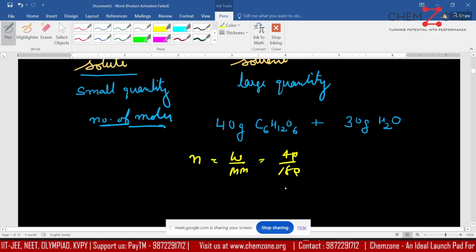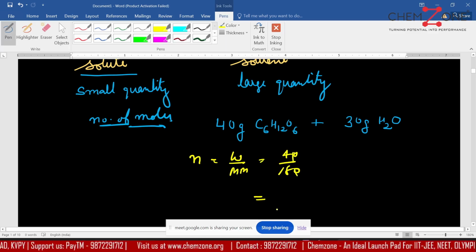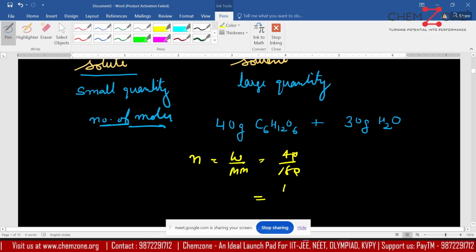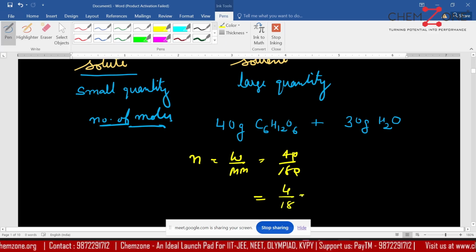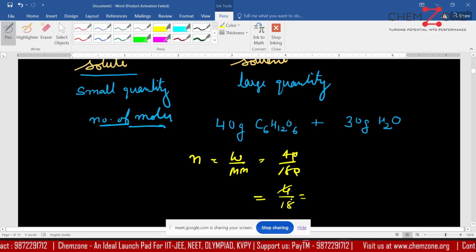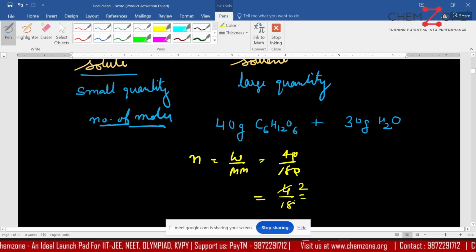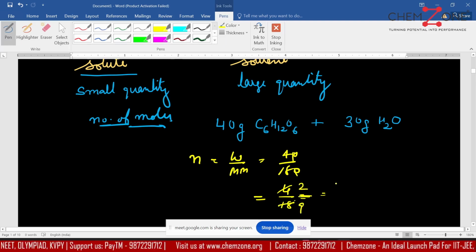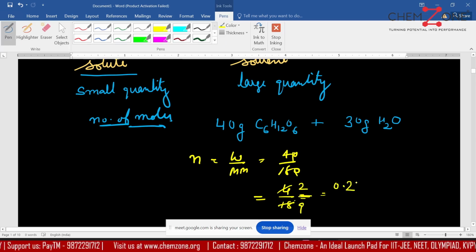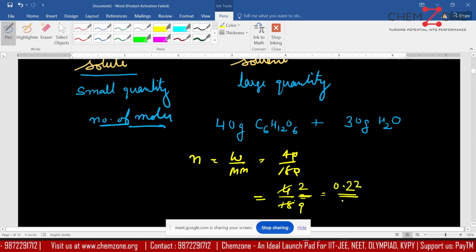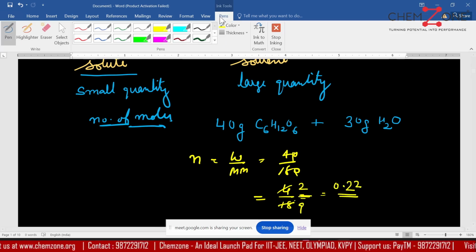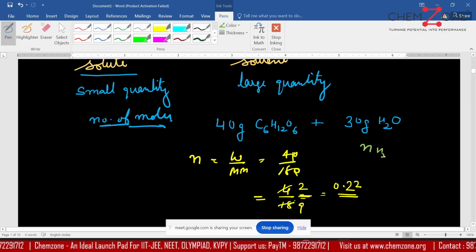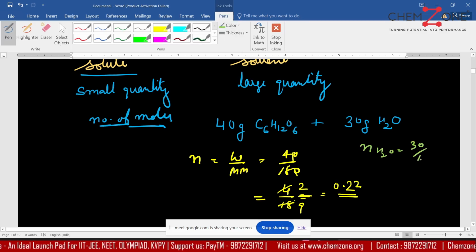Can you get that number of moles? It's 4 upon 18, that is 2 by 9, which means it is about 0.2. This much number of moles are there for the sugar. And now I can get the number of moles of water, which is equal to 30 upon 18.